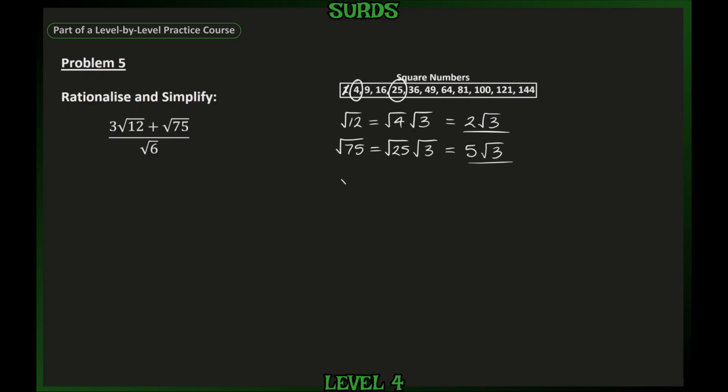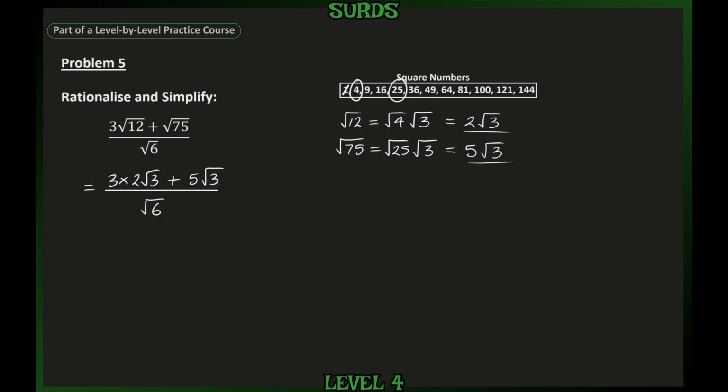If we look at the square root of 6, there are no two numbers that multiply to make 6, where 1 is on our list of square numbers, so we can't simplify this at the moment. So going back to our fraction, we have 3 root 12, which now becomes 3 multiplied by 2 root 3, plus the square root of 75, which becomes 5 root 3. This is all divided by the square root of 6.